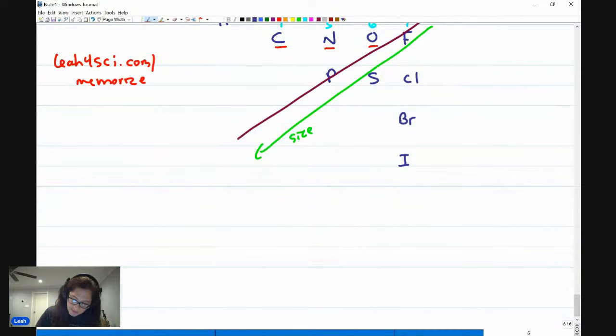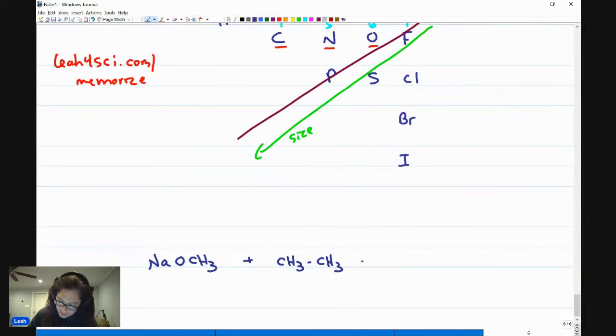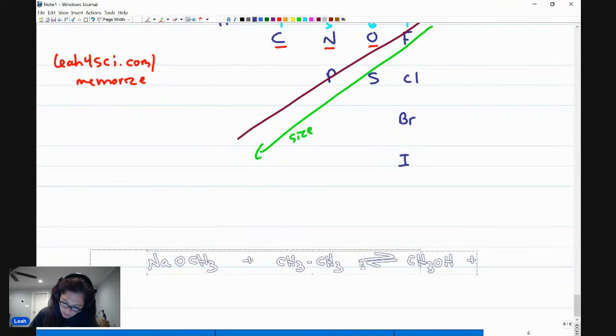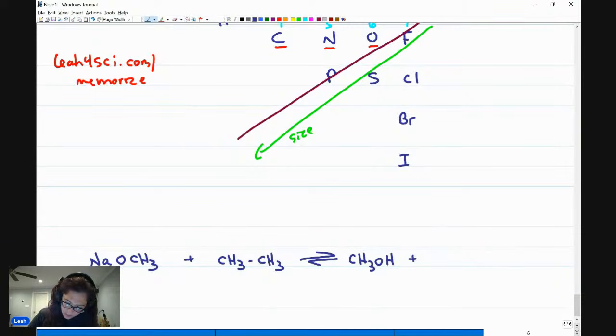If you have NaOCH3 plus CH3CH3 in equilibrium with, right, the way you're likely going to see it, CH3OH plus, and of course I'm running out of room, NaCH2CH3. This looks completely different from the problem I just gave you. And so here's how you would break it up using the same exact scenario.